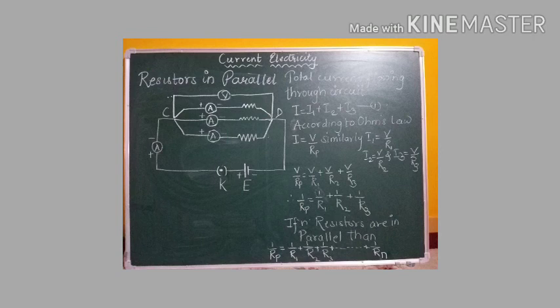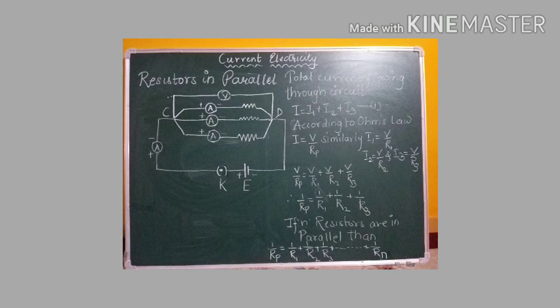According to Ohm's law, we get I is equal to V upon Rp. Similarly, we can also get I1 is equal to V upon R1, I2 is equal to V upon R2, as well as I3 is equal to V upon R3. Now we can substitute this in equation 1. That is, V upon Rp is equal to V upon R1 plus V upon R2 plus V upon R3, as equation 1 is only the values of I is equal to I1 plus I2 plus I3.